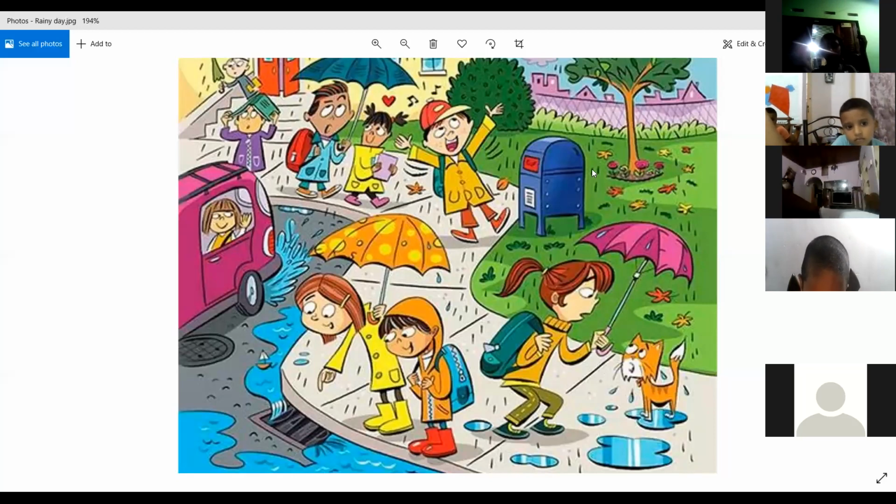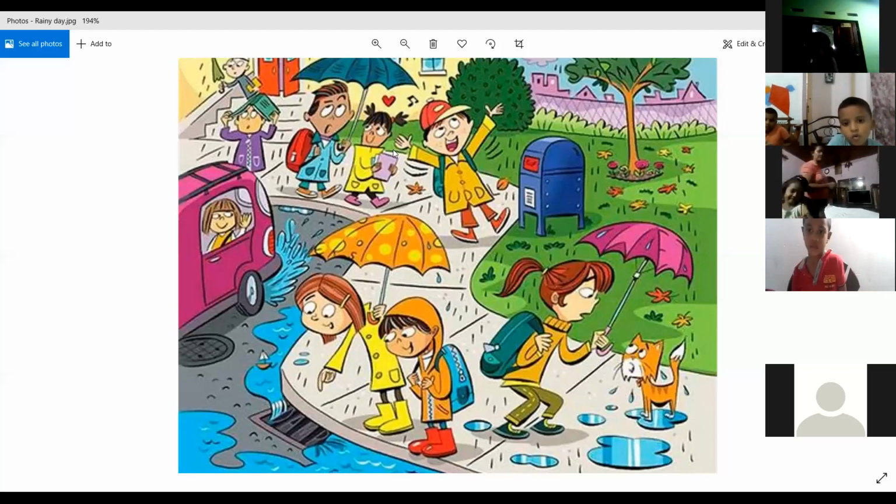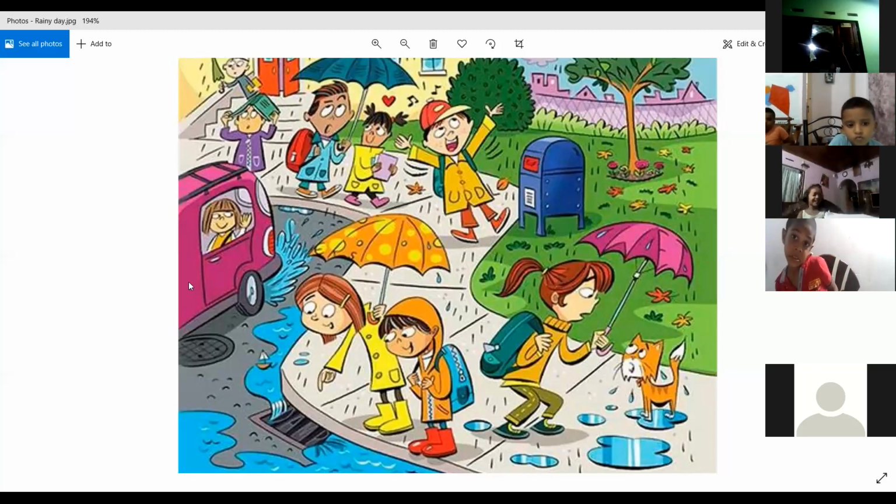There is a tree behind the mailbox and the leaves have fallen down. Okay, leaves are on the ground. You can tell a lot of things. There is a van. Okay, there is a pink van or a purple van, you can tell. And what is this boy doing? One boy is holding a book over his head.